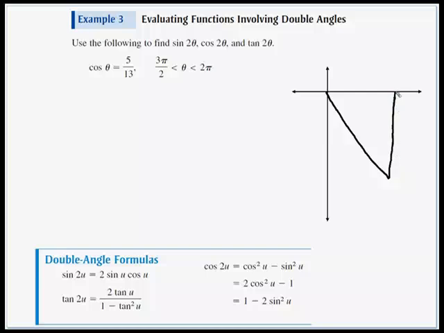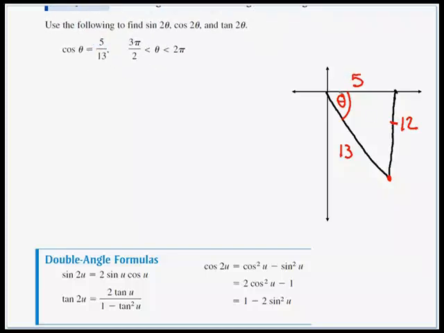So if I draw a triangle here, this will be our angle theta, and we know cosine is 5/13. That's adjacent over hypotenuse. So 5 is our adjacent side, 13 is the hypotenuse. Pythagorean theorem, or if you remember the triple, the 5, 12, 13 triple, we know this side will be 12. And because we are in the fourth quadrant, this is sort of our y value here. This is going to be a negative 12.